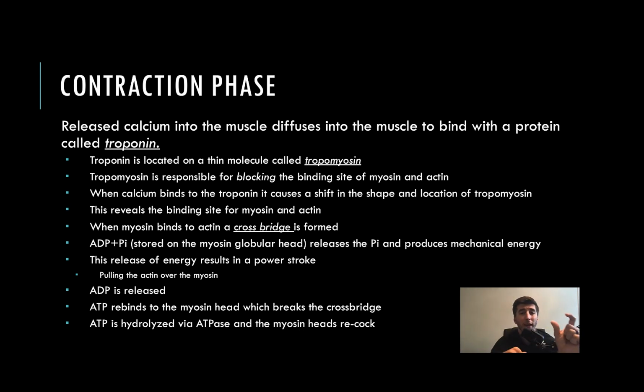But when you bind calcium to troponin, tropomyosin will end up rotating away, and it will actually allow for myosin heads, those globular heads with ATP on them, to bind to the actin, right? So it'd be like finally being able to put two pieces of Velcro together, or hook and loop together, so that you can actually create a bond, if you will, create a molecular bond.